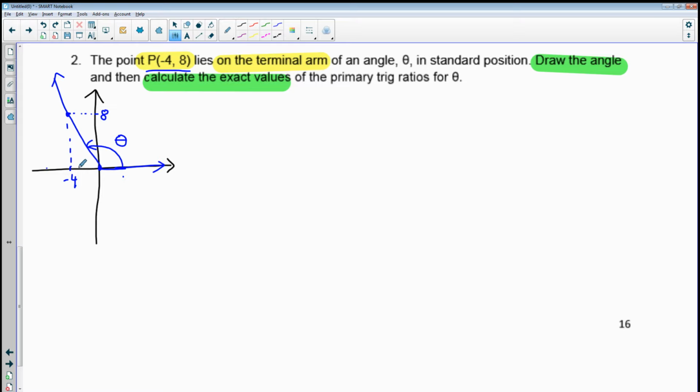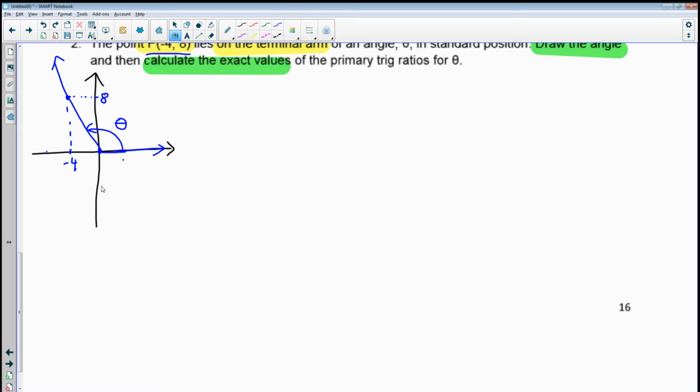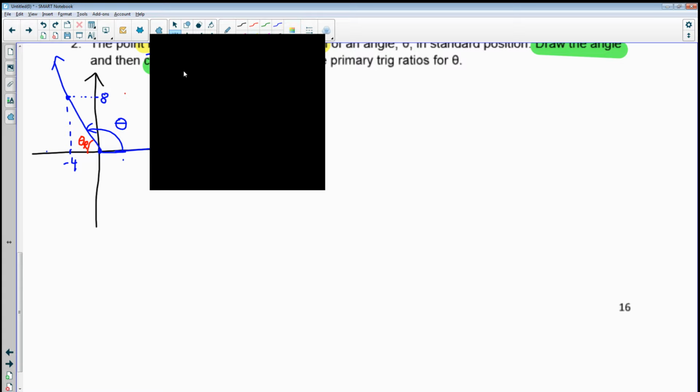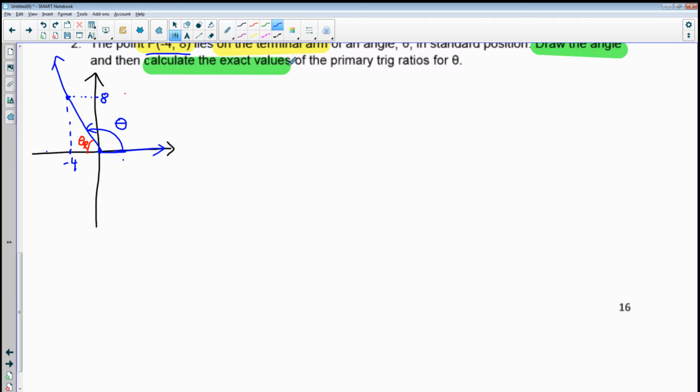You can even label the reference angle. We didn't ask about it, but maybe it's a good idea to label it. I think we have been doing it in red. So our reference angle is right here. We don't know what it is, and we do not actually need to know, because we're not being asked about it. So that's the reference angle, and that is it.